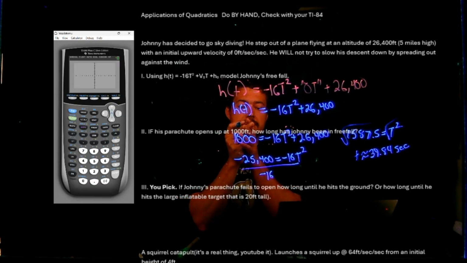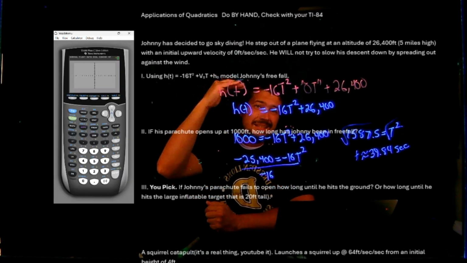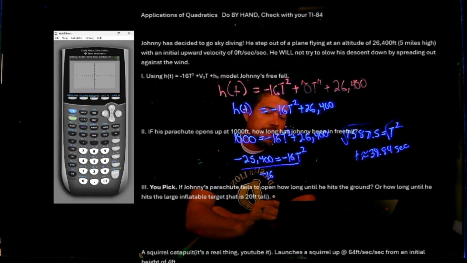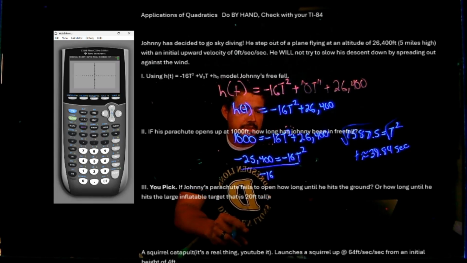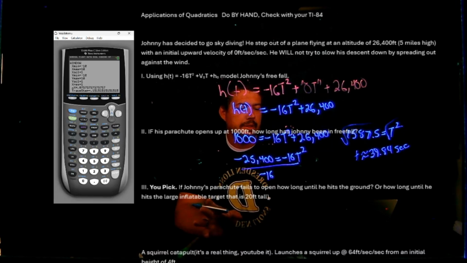But a Zoom 6 on this problem is worthless because Johnny is 26,400 feet in the air and this only goes up to 10. So go to Window, go down to Ymax, and you need to be playing along, kids, or this will never click. I'm going to set my Ymax to be 30,000 feet. And I'm going to hit graph, and I should start seeing things happen this time.